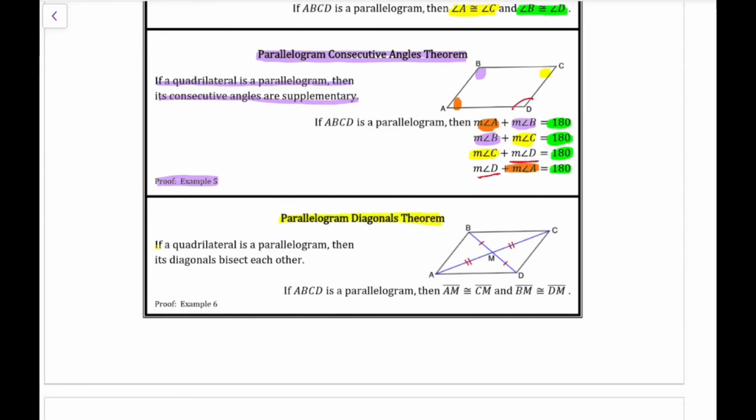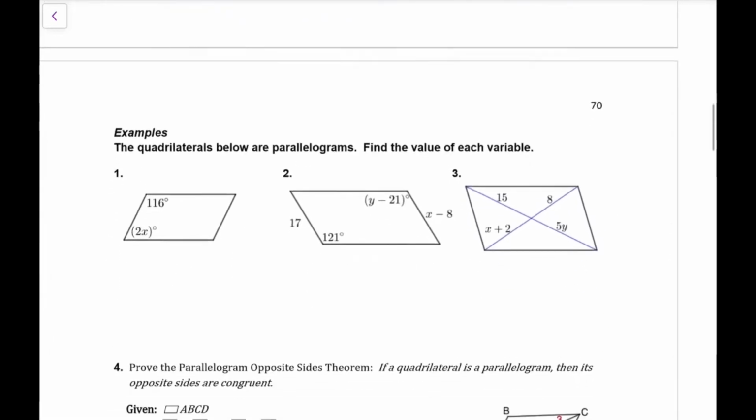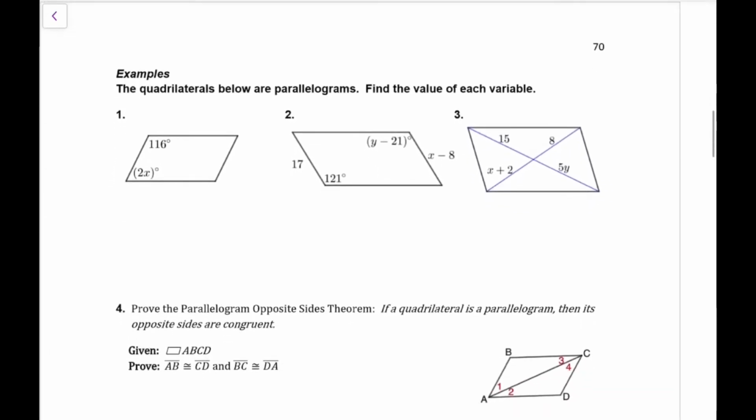The parallelogram diagonals theorem says if a quadrilateral is a parallelogram, then its diagonals bisect each other. That means they cut them in half. So AM will equal MC and BM will equal MD. Now all of these are parallelograms, and we're going to find the variable.